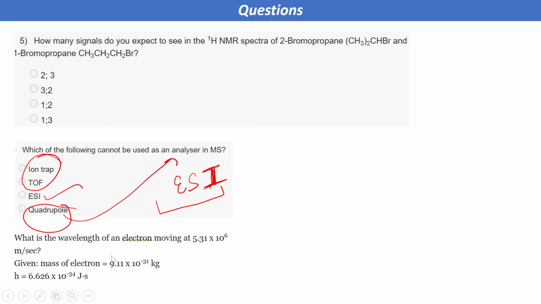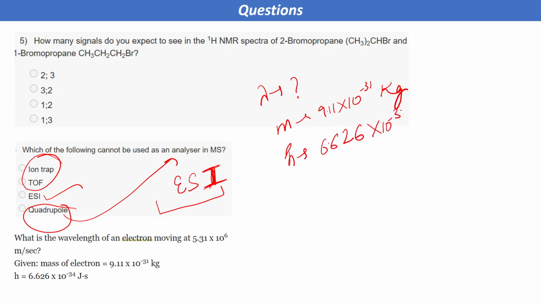Now next question, what is the wavelength of an electron moving at 5.31 into 10 raised to 6 meter per second? Mass is given and h is given. So you have to calculate the wavelength of an electron. This mass and h value you should remember, as it may happen that it is not given in the question. So just solve and tell me the value of the wavelength.